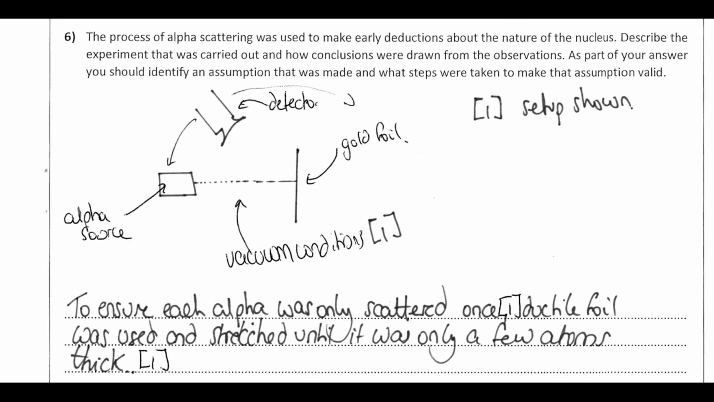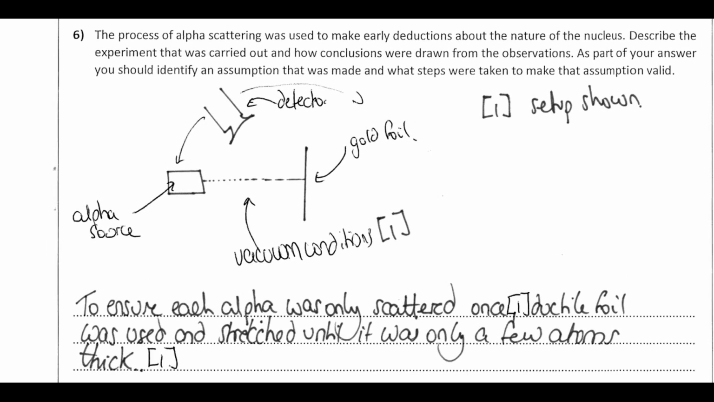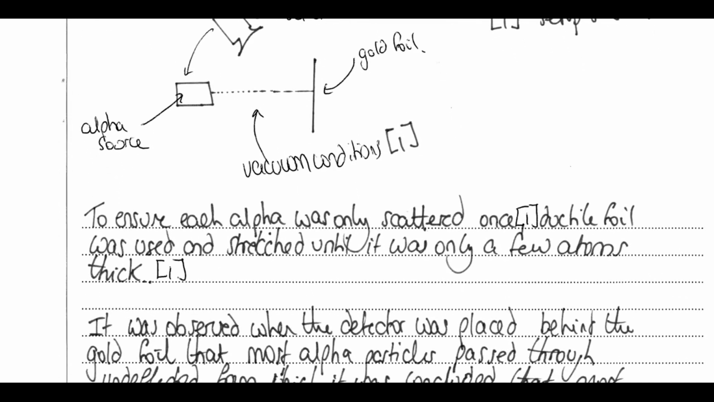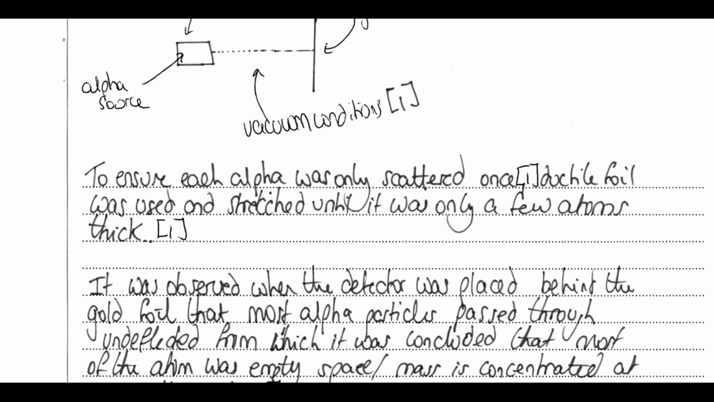Okay, so starting from the back, we can talk about what assumptions we've made and how we can make that assumption valid. The assumption we made is that every alpha was only scattered once, so it only interacted with one nucleus. To make that happen, we use ductile gold foil, because that allows us to stretch it really thin, so it's only a few atoms thick, minimizing any chance of multiple scattering. So that's the assumption we're making there.